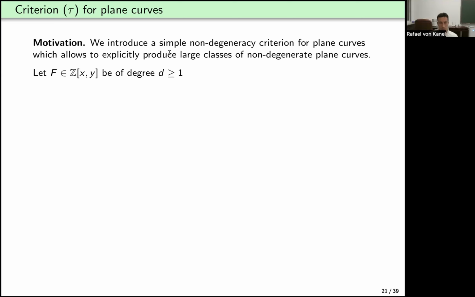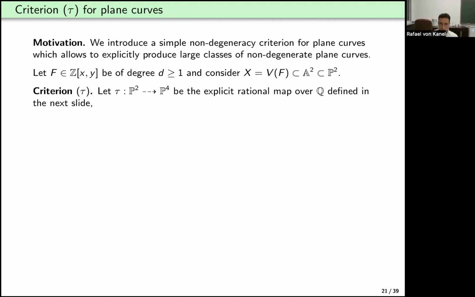So we introduce this criterion for plane curves in order to explicitly produce large classes of non-degenerate plane curves. Let f be a polynomial in two variables of degree d greater or equal than 1, and let's consider X inside A^2, which we can view inside P^2. Then we have the following criterion tau. Tau will be an explicit rational map over Q, which we define in the next slide. And this e_i will be the 5 permutations of the point (1,0,0,0,0).